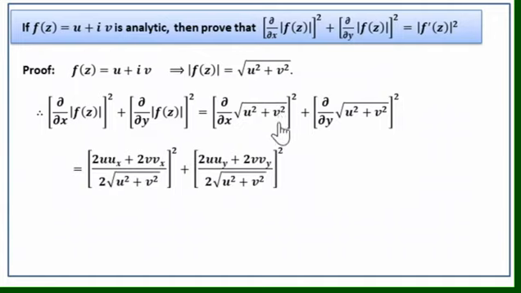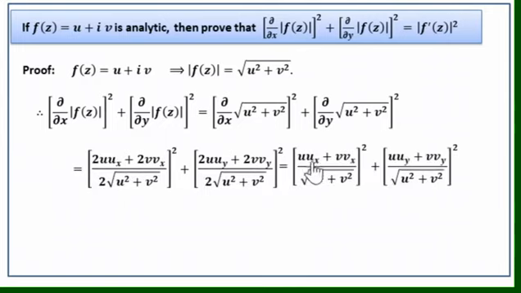With respect to x, the derivative of u square will be 2u ux, and differentiating v square with respect to x, it is 2v vx. So the whole square plus, similarly for the second term, the derivative is 1 by 2 root of u square plus v square into 2u uy plus 2v vy, this whole square. Next step, here 2 is common in the numerator, take it outside and cancel with this 2. Similarly here also, so it simplifies to u ux plus v vx by root of u square plus v square whole square plus u uy plus v vy by root of u square plus v square whole square.